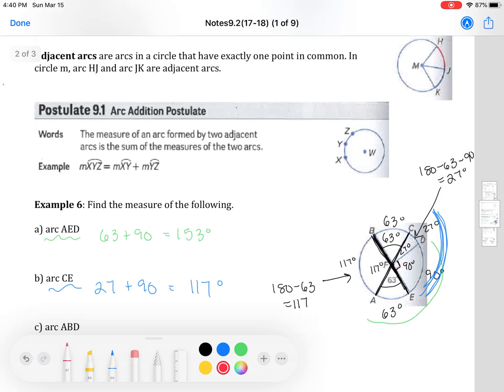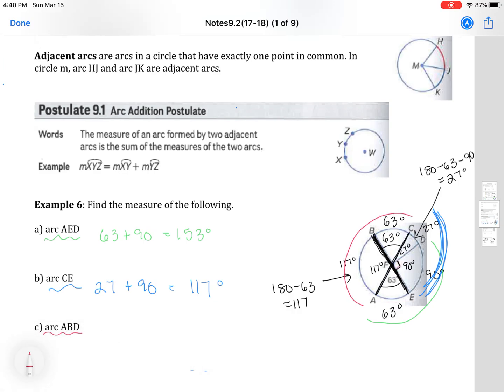And then for the third one, arc ABD, you're going from A to B all the way to D, and that's made up of 3 arcs: 117, 63, and 27. When you put the 3 of them together, you get 207 degrees. In that case, that's bigger than 180, so that would be classified as a major arc.